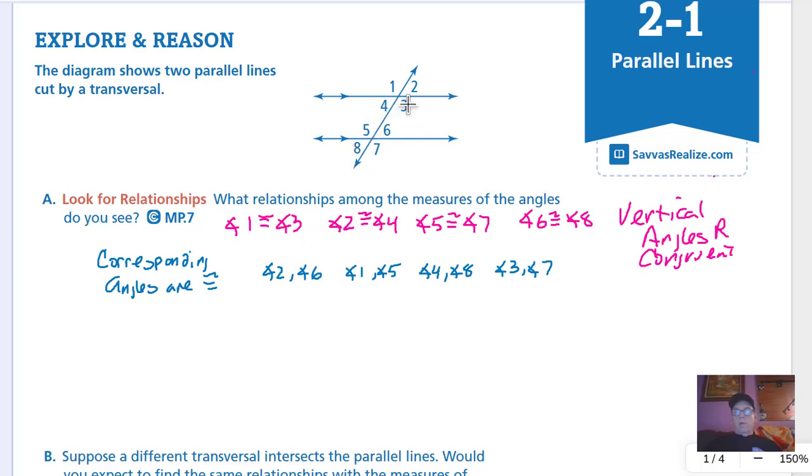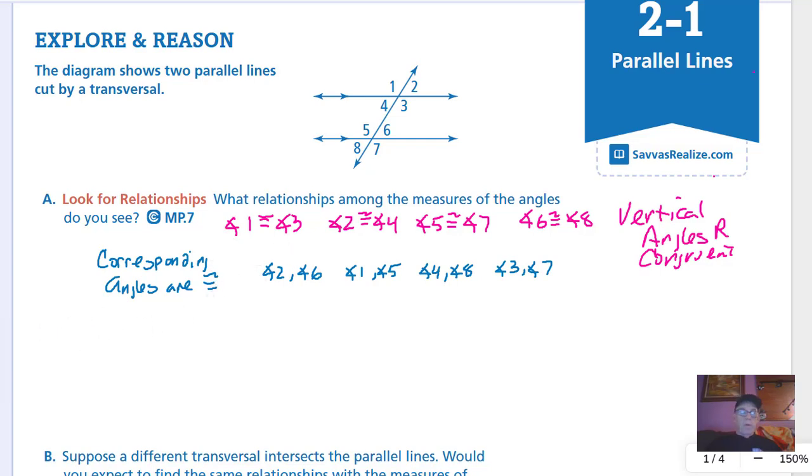They're both on the same side of the transversal line with each other, like 2 with 6 as an example. They're both to the right of the transversal line, and they're both above one of the two parallel lines. So 2 is to the right and above, 6 is to the right and above. If we're looking at 1 and 5, 1 is to the left and above, 5 is to the left and above. 4 to the left and below goes with 8, which is to the left and below the other line. So those are corresponding angles.